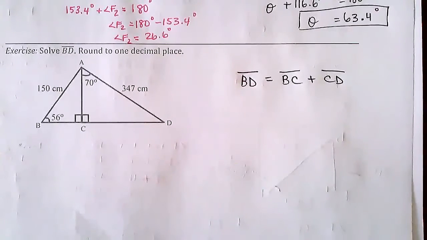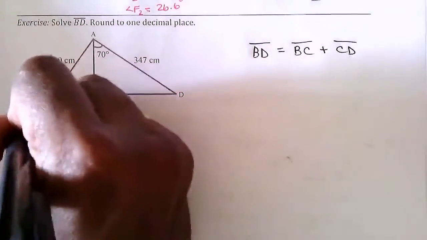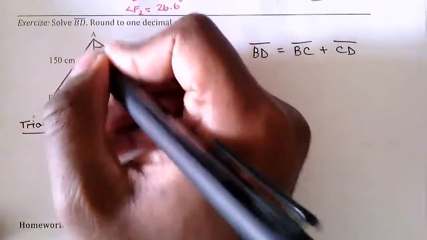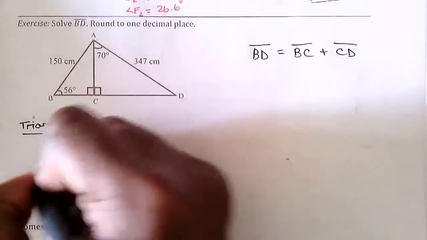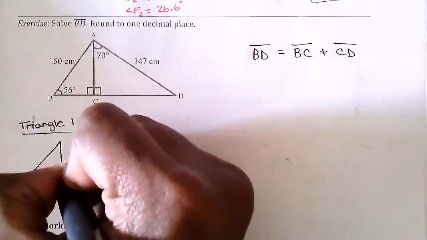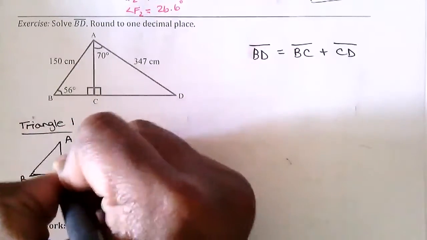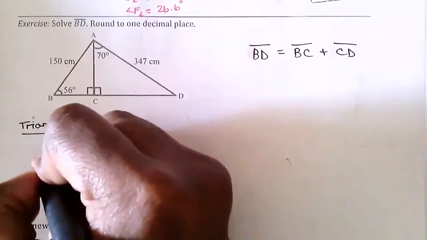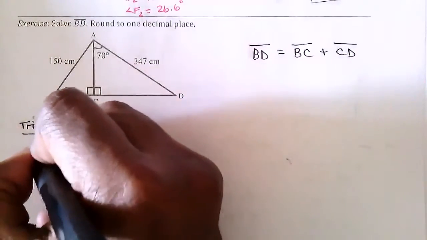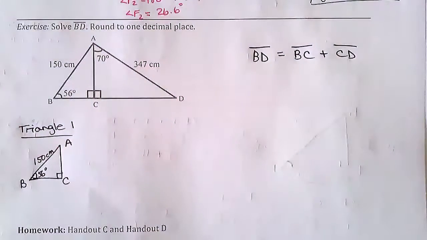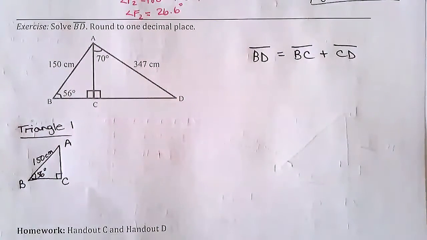So I know that as a fact. I have two right angle triangles. Sometimes it helps to just break them down into individual triangles. So let me redraw triangle one. Triangle one here is this left triangle. If I redraw it, I have B, A, and C. I know B is 56 degrees. I know this side length is 150 centimeters. And that's all I know about that particular triangle.